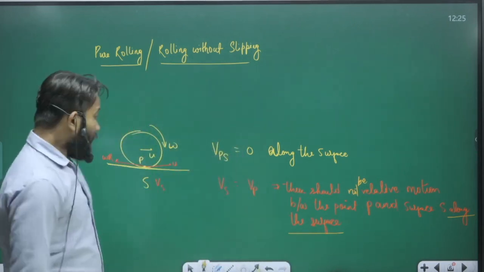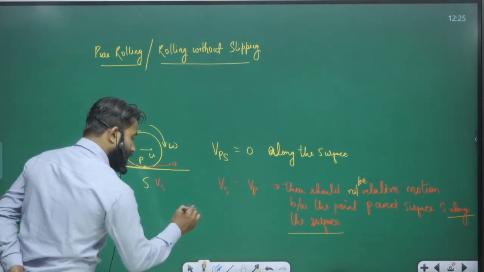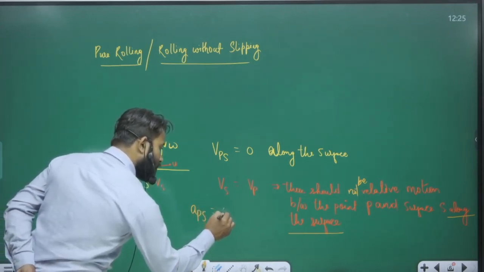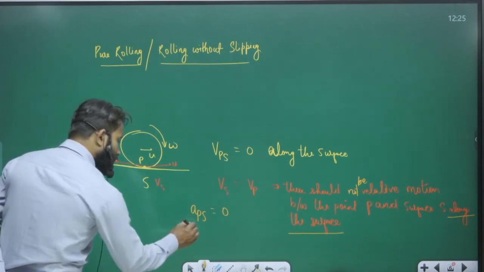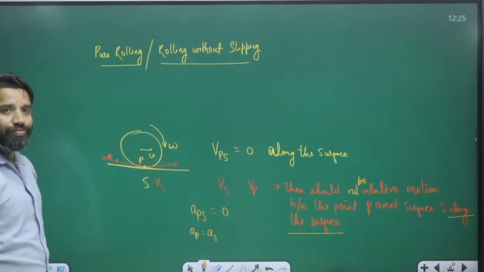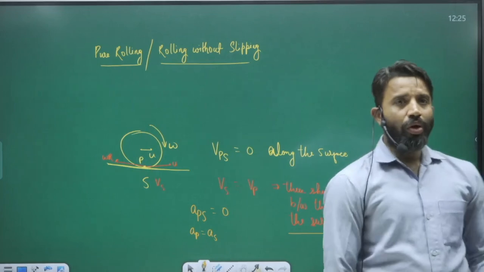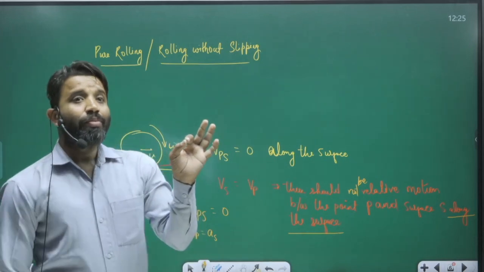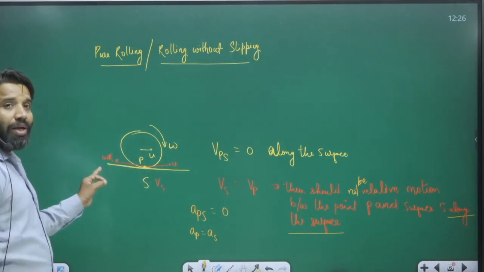If you are writing this, that means acceleration of point P with respect to S should be equal to 0. Got my point? That is, acceleration of point P must be equal to acceleration of point S. Is it clear till this? Pure rolling means the point in contact and the surface should not have any relative motion.